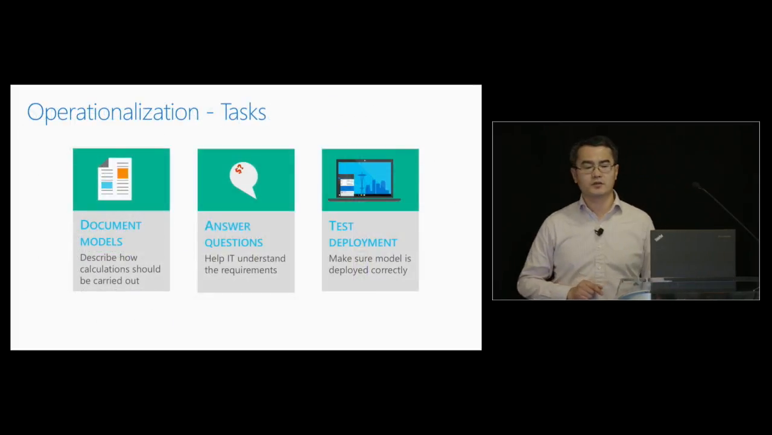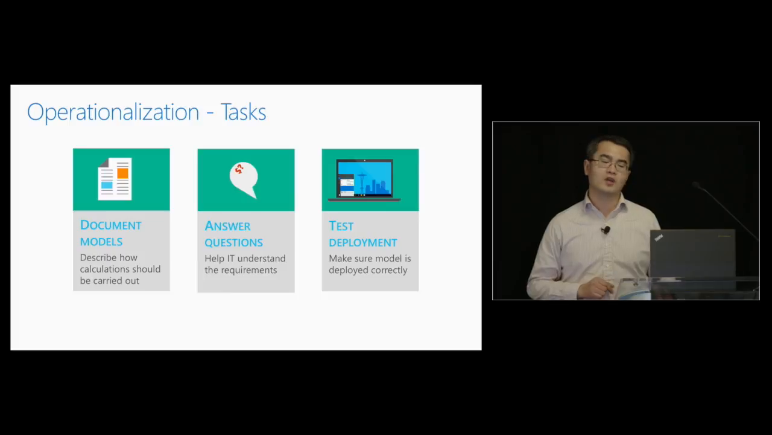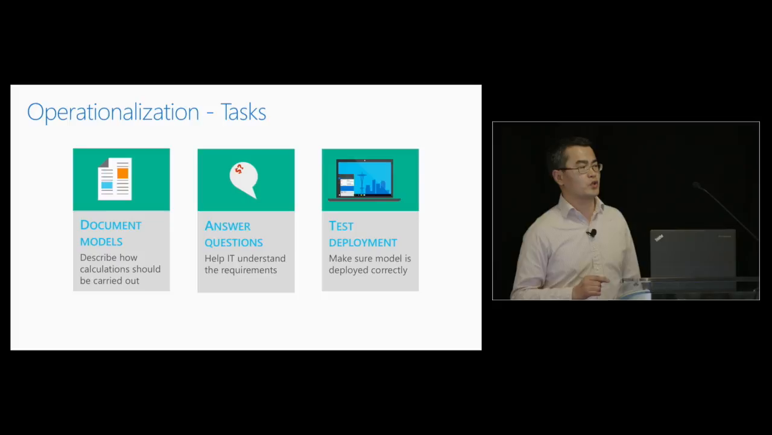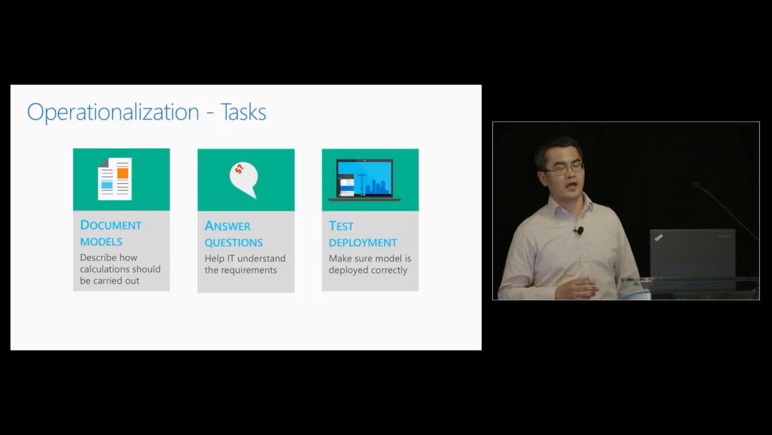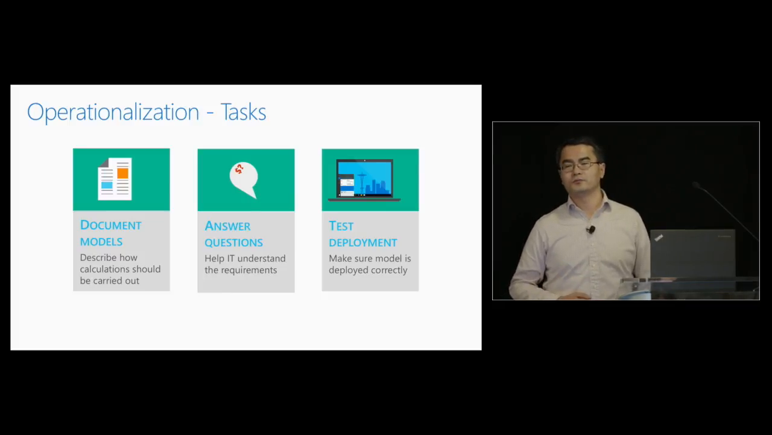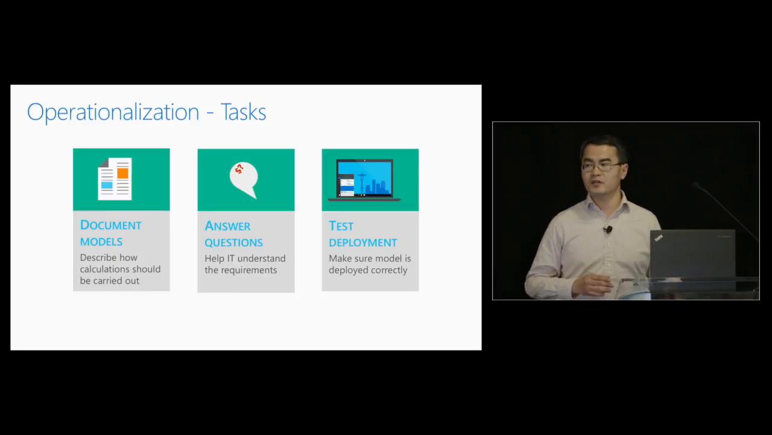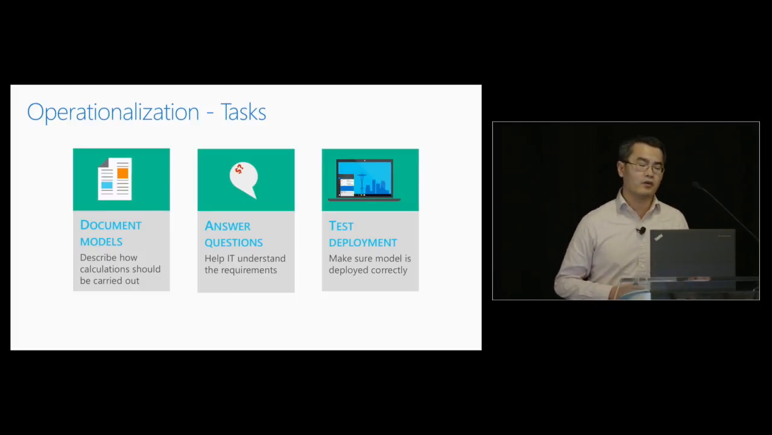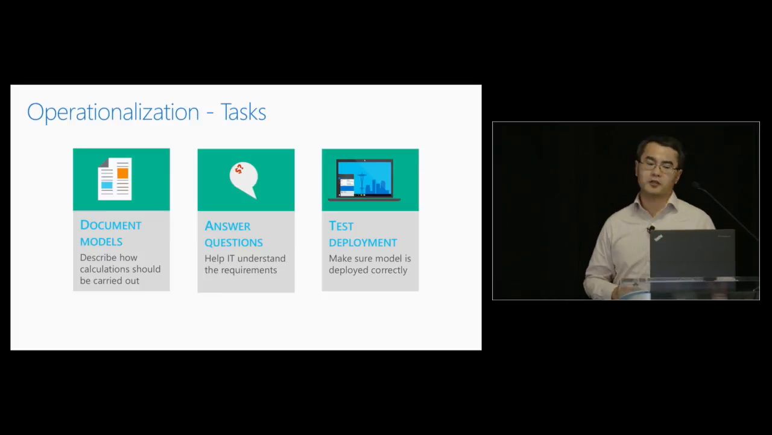Finally, I want to make an observation about operationalization. Typically, the tasks involve different areas. For example, data scientists need to document their models. They need to describe how the models should be calculated, how the values should be calculated, and then they need to work with IT teams, answer their questions, to make sure that the IT team understands the requirements. Finally, after the IT teams implement the models, we need to test and make sure it was implemented correctly.